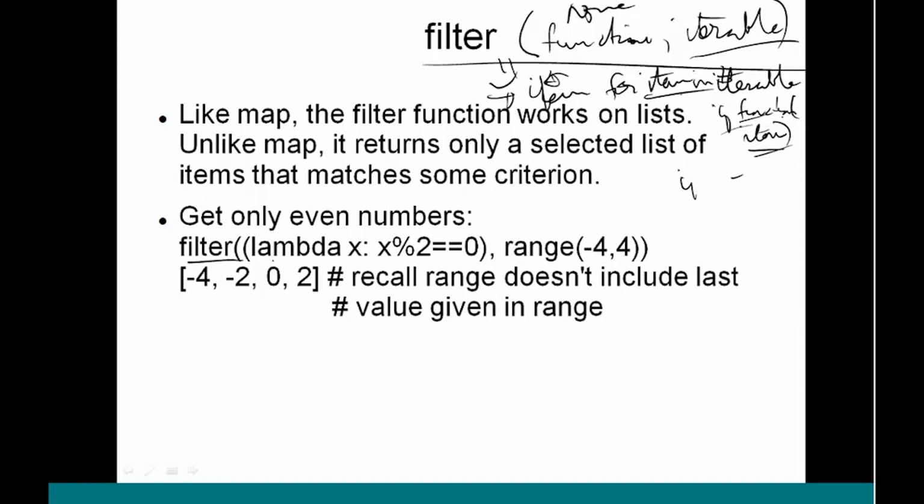So here we have an example. It's basically filter with a lambda x, where the remainder from the division by 2 is equal to 0, and then we give this range from -4 to 4. That's your iterable. The range is iterable, and then the function is the lambda.